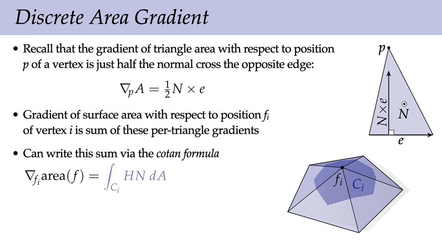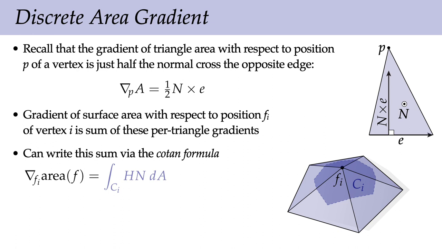Right? And it's important to stop and realize at this moment this is not a superficial connection. On this slide, we started out by talking about area. We took a derivative and we got the cotan formula. In our last lecture, we started out by talking not about area, but by talking about mean curvature. We integrated the mean curvature normal over the dual cell and we got the cotangent formula.